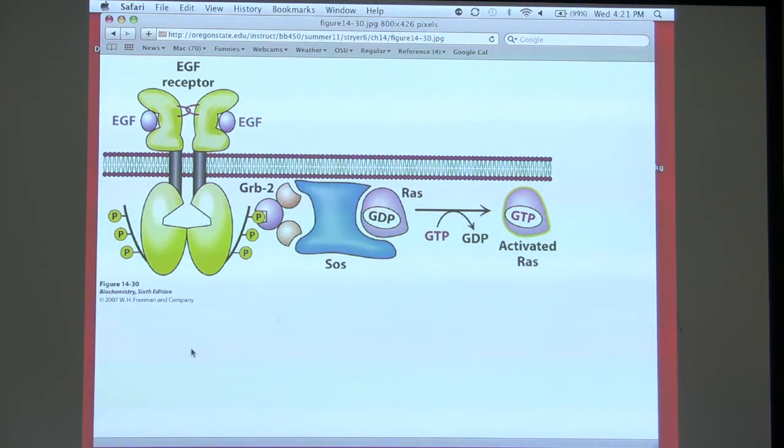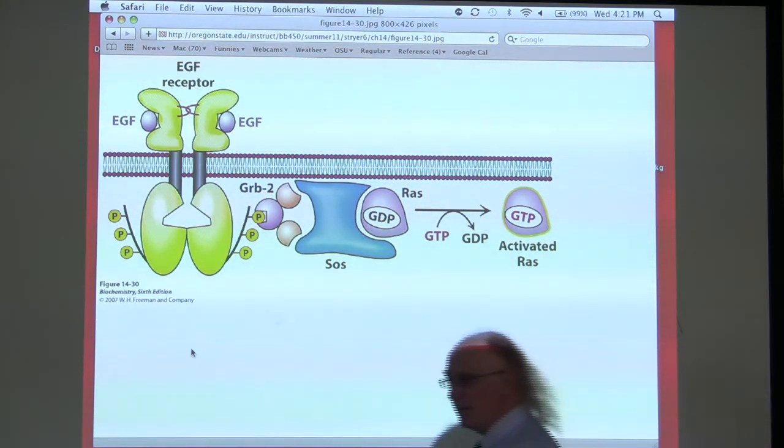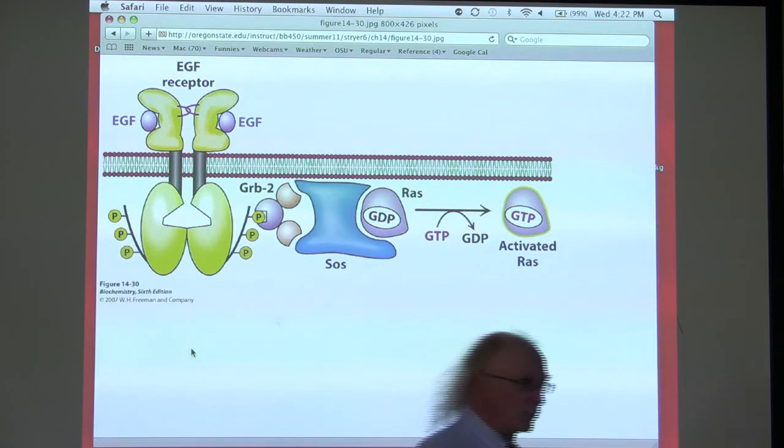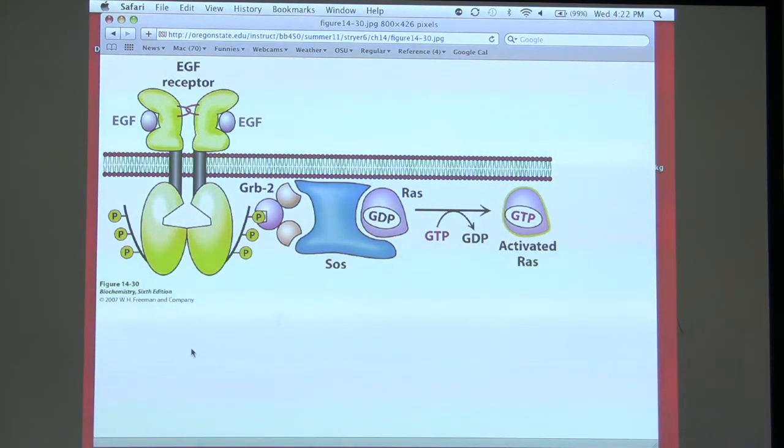How else might this system get screwed up? What if we had a mutant epidermal growth factor receptor that didn't require epidermal growth factor to interact? That signal now is going to be made all the time. It's going to be making this go, it's going to be making this go. Again, we're going to have uncontrollable growth. When we look at processes that are involved in controlling growth, if we screw up those processes, we may be turning on growth all the time. That's a big, big problem for cells.